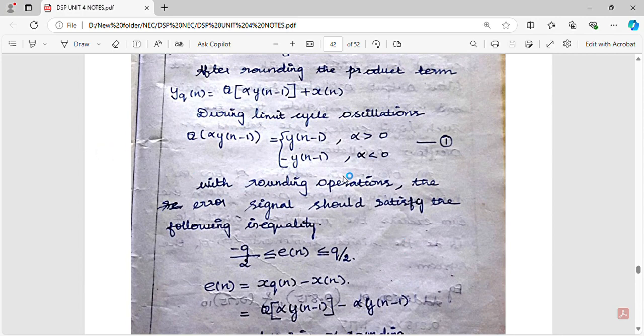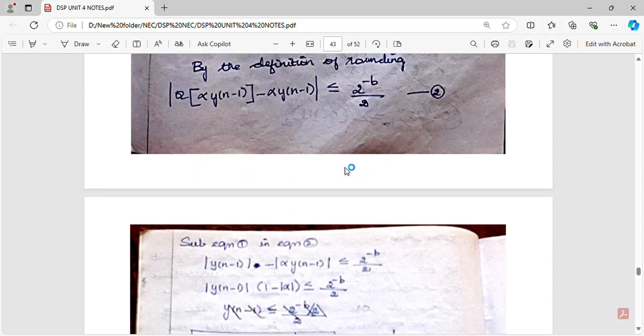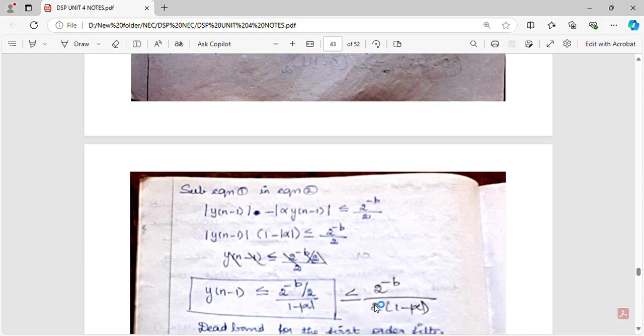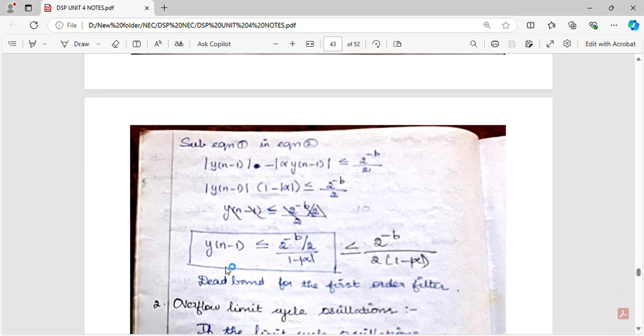We have a positive value or a negative value. Therefore, in the place of Q of alpha into y of n minus 1, that product, the rounded value is equal to y of n minus 1 minus alpha into y of n minus 1, which is less than or equal to 2 power minus b by 2. After that, if we simplify this expression, we get y of n minus 1 less than or equal to 2 power minus b by 2 divided by 1 minus alpha. This is the deadband expression for the first order filter.